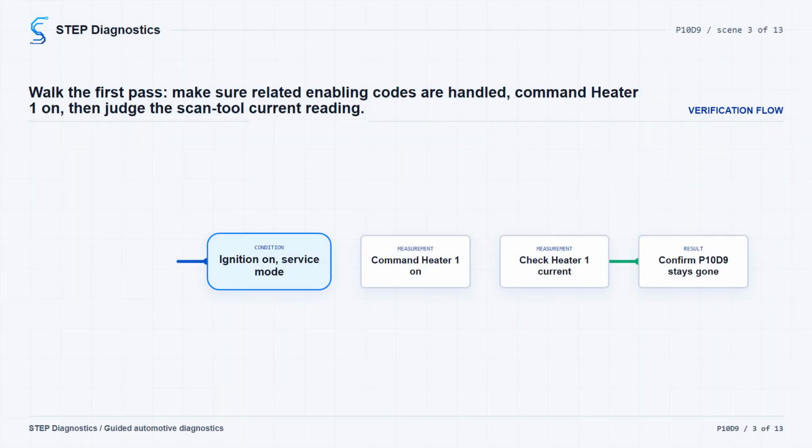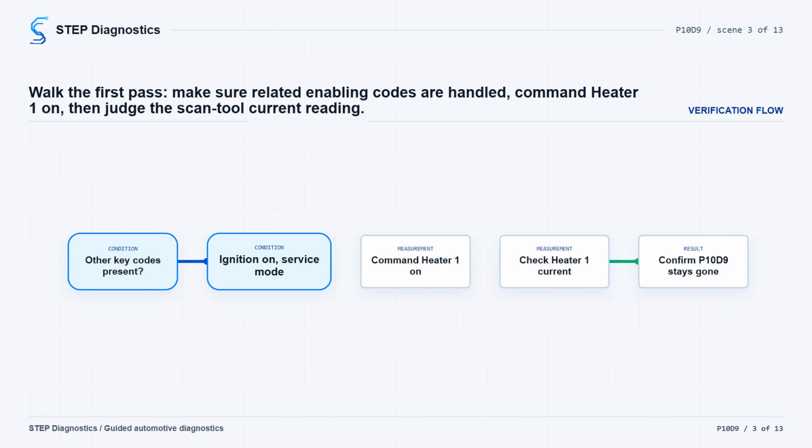Start with the basic system checks, follow a structured diagnostic approach, and make sure the diagnostic category matches the fault you are chasing. If other enabling codes, reductant temperature, reductant heater, or communication-related codes are present, check what they mean first before chasing P10D9 by itself.